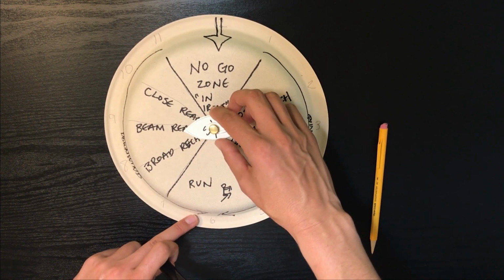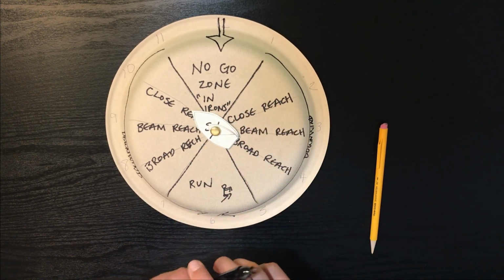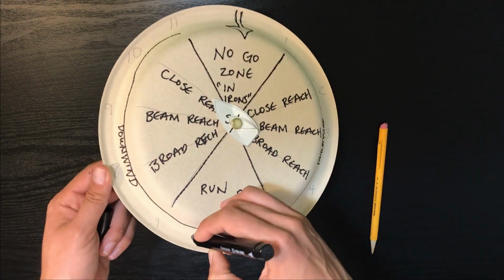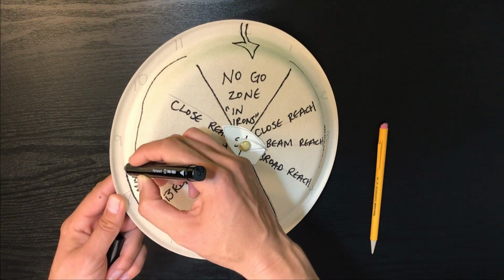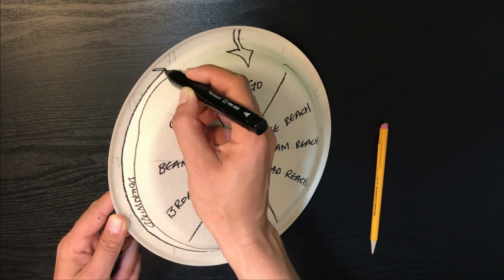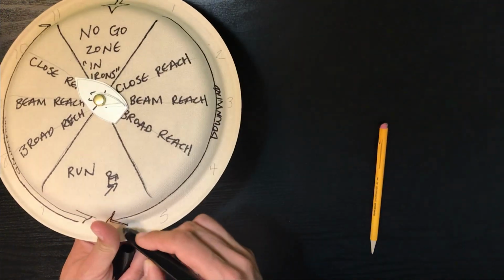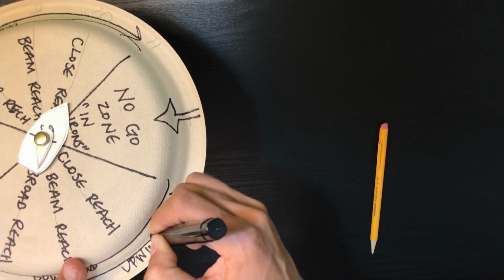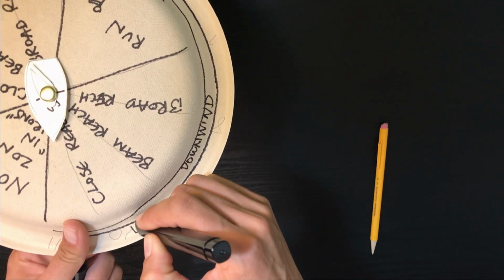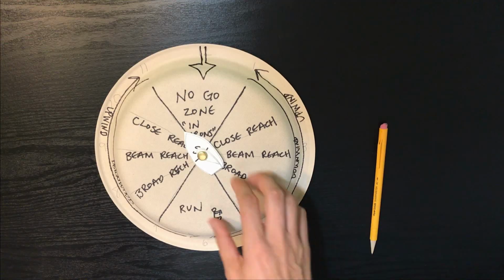So if I go from a beam reach to a close reach, I've just sailed upwind. So if you're moving from a lower spot, a spot more downwind, to a spot more upwind, you're sailing upwind. Go ahead and write upwind on that line.